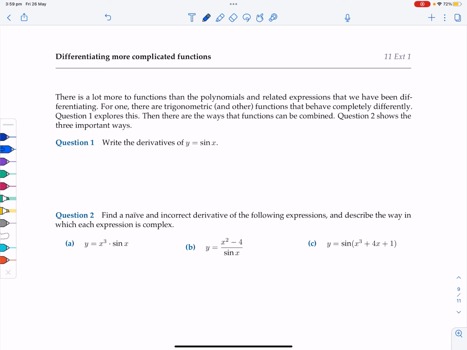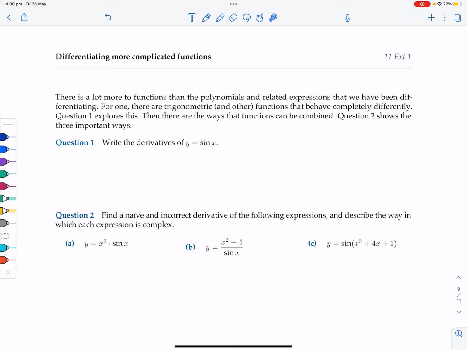All right, so introduction. There's a lot more to functions than the polynomials and related expressions. I'm calling x to the half not a polynomial, but because there's x to a power, that's a related expression, right? There's a lot more to functions than that. For a start, there are trigonometric functions, and they're very different from those power functions. So question 1 takes a look at that.